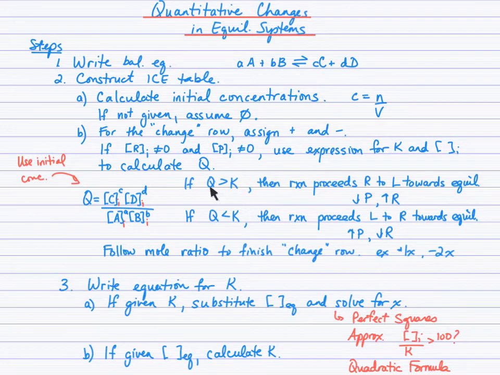When we compare the value of Q to K, we can determine which way the reaction is proceeding towards equilibrium. When Q is greater than K, that means that the ratio of P over R is too large. It has to get smaller in order to approach the value of K. So how does the value of this quotient decrease? Well, our numerator has to get smaller and our denominator has to increase. That will decrease the value of the quotient.